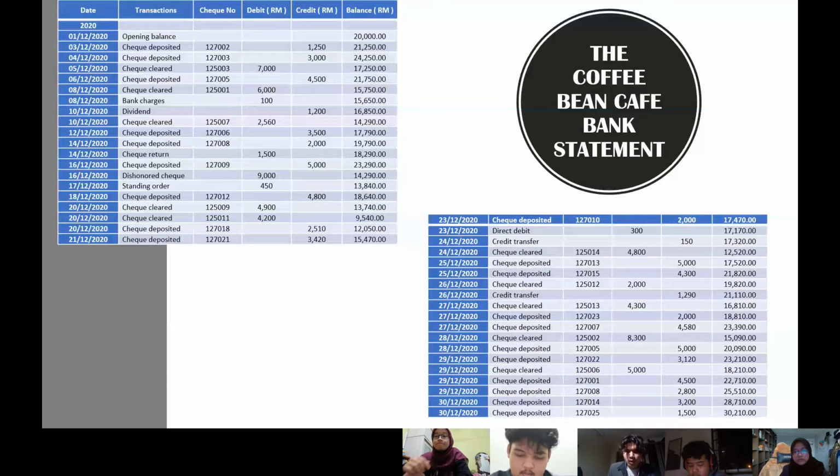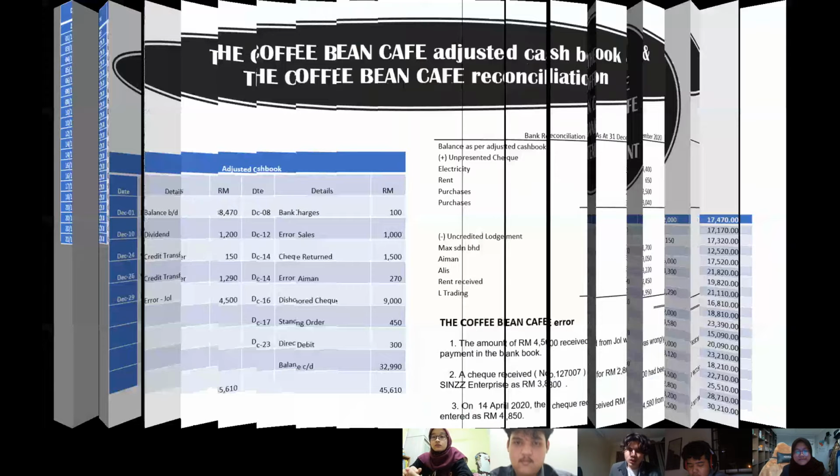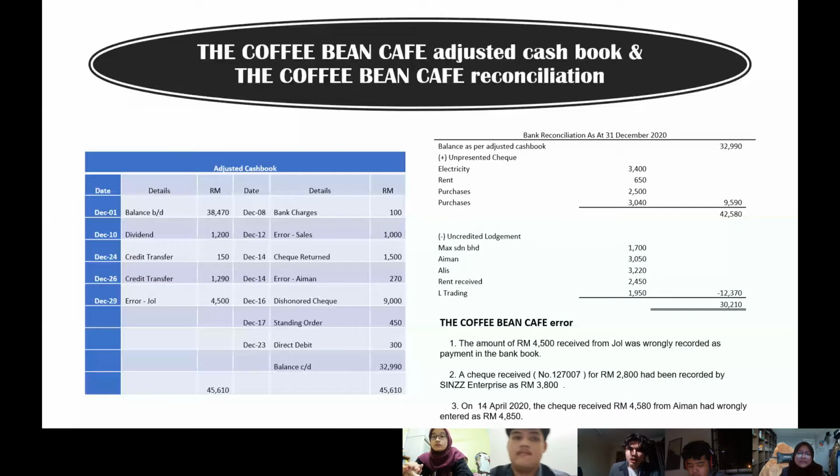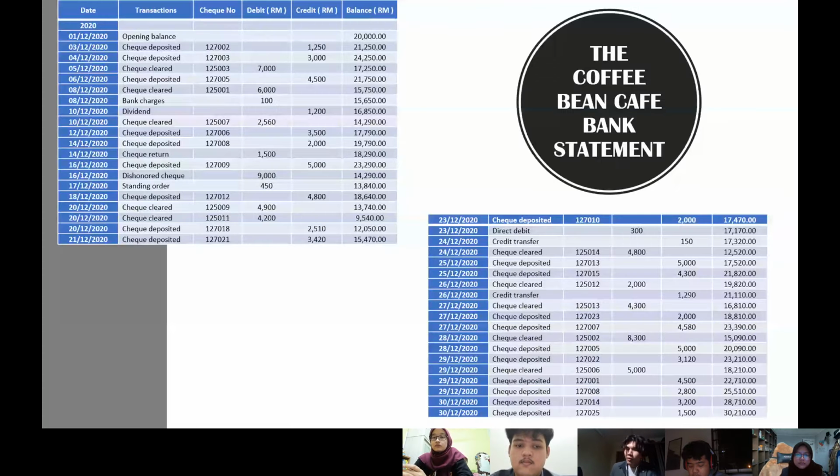And the last one is on 29 December 2020, which is a check deposit with check number 127008 with an amount of 2,800 ringgit. So, for our conclusion, we show our adjusted cash book. So here is our adjusted cash book.